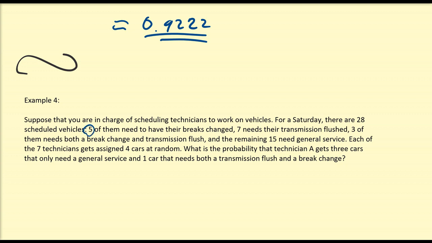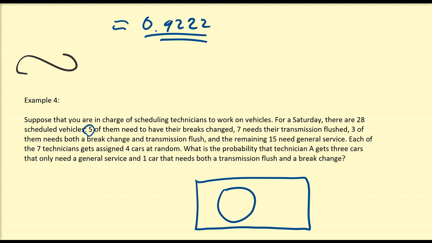So 5 of them need to have their brakes changed. So let's show a little Venn diagram to sort of see what's going on. So 5 of them are going to be located in this circle. 7 need their transmission flush, so there's 7 of them. 3 of them need both, so 3 is going to be in this little middle region. So if 3 are in the middle region, 5 are in the blue circle, that means only 2 are here. And if 7 is in the green circle and 3 is in the yellow, that means only 4 are here.